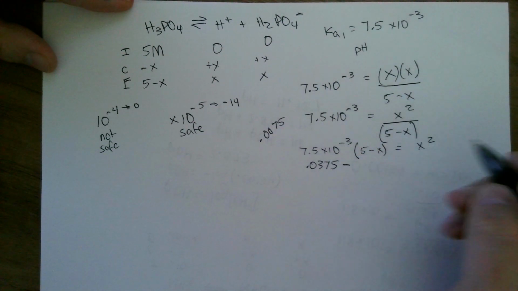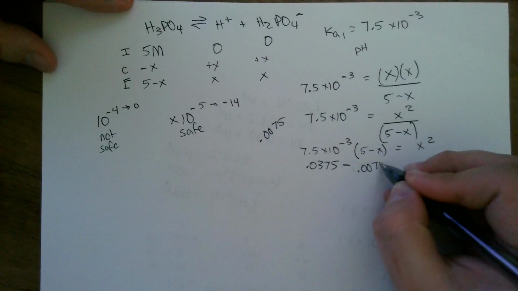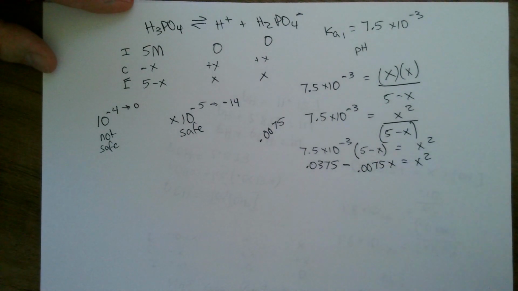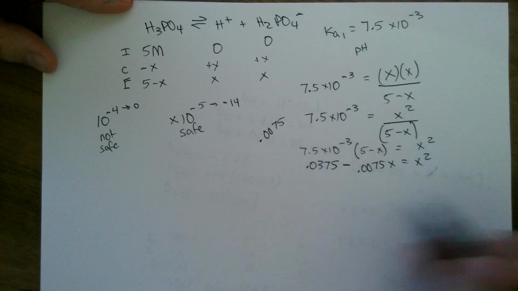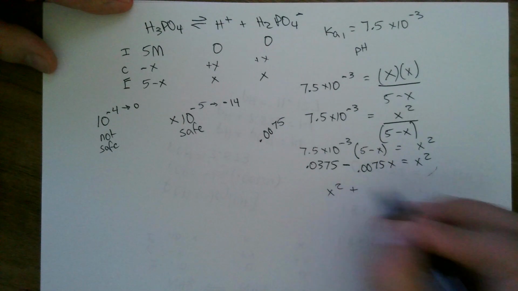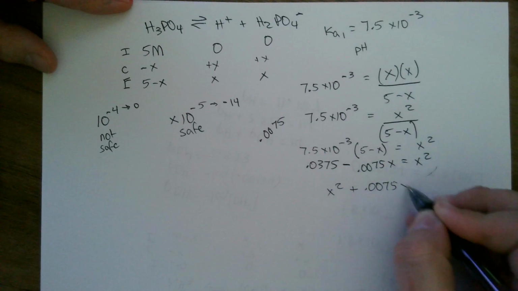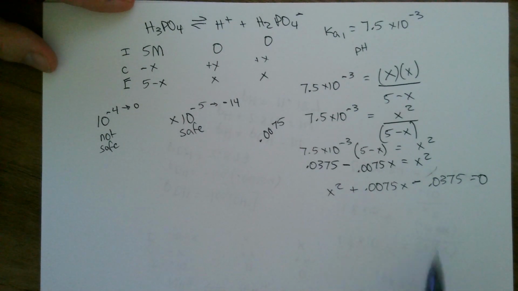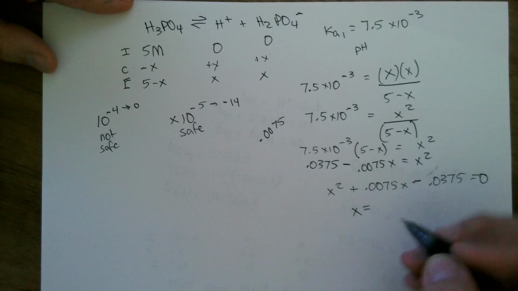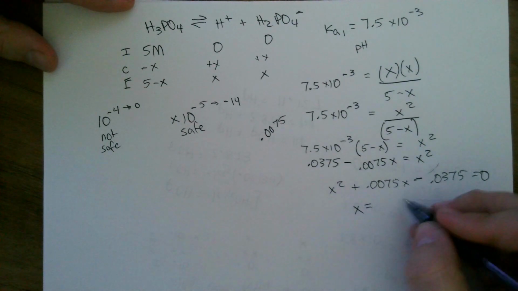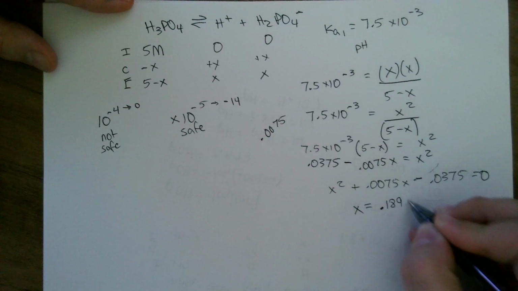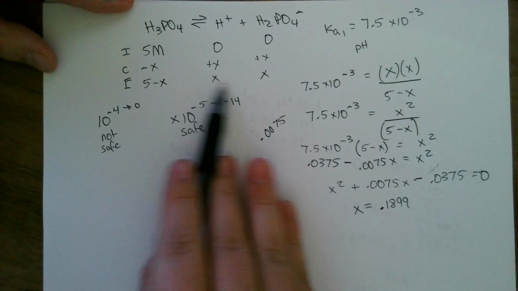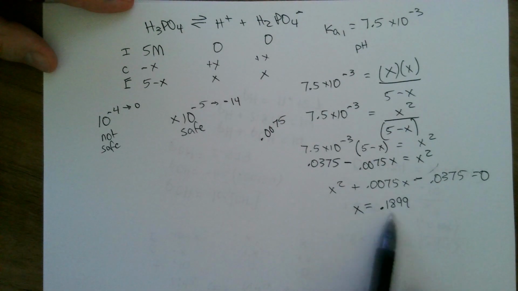I get 0.0375 minus 0.0075x equals x squared. Now to solve for x, I'm going to get everything on one side, so I'm just going to add everything over to this side. Okay, x squared plus 0.0075x minus 0.0375 equals 0. I'm going to magically do the quadratic formula in just 1 second and get my x. I get two values, one's positive and one's negative. Can't be the negative one because then I would have a negative concentration of these things, which is impossible. So I know x is this number.